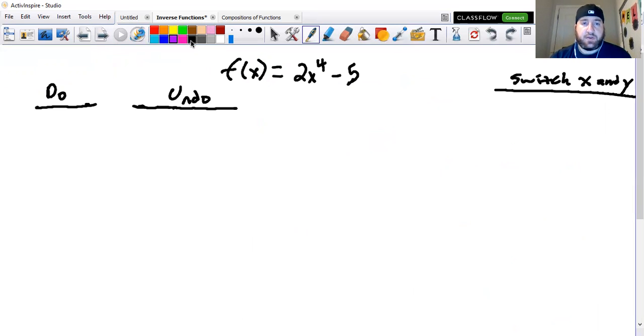All right, so do and undo. f of x equals 2x to the 4th minus 5. All right, step 1, do. Start with x. Again, let's build it as we go. I'll build this one as we go. I'll keep doing this. All right, so now looking at this, okay? 2x to the 4th power minus 5.